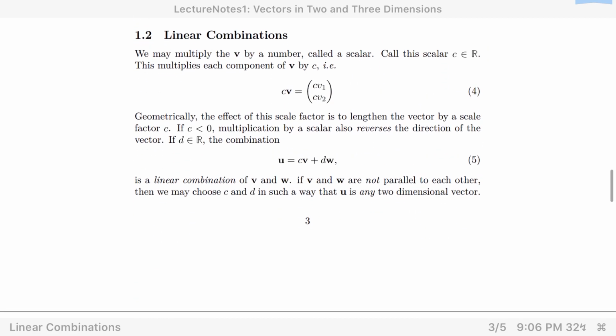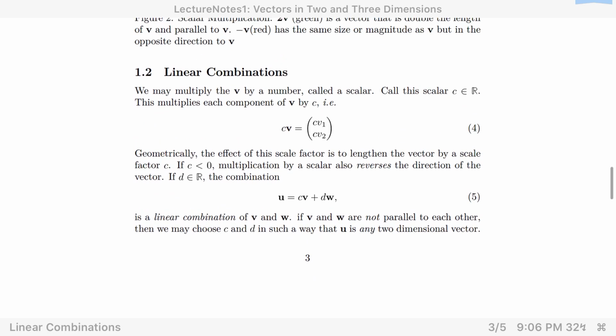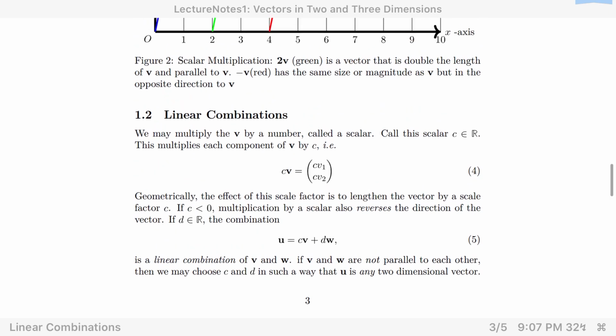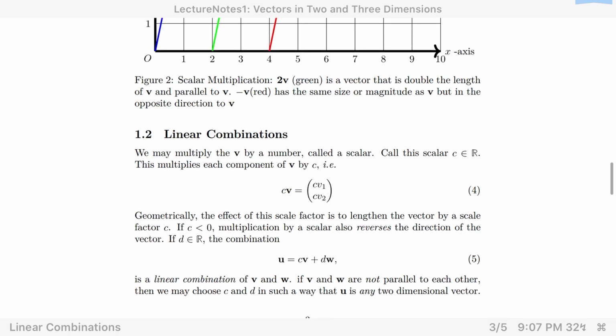So if you have a vector v with components v1 and v2, and you want to multiply it by a real number, we call that real number a scalar. Right? So each component of v is multiplied by that real number. Let's call it c. So we end up with a vector cv1, cv2. Now cv is a vector that is parallel to v, but it is c times the size of v.